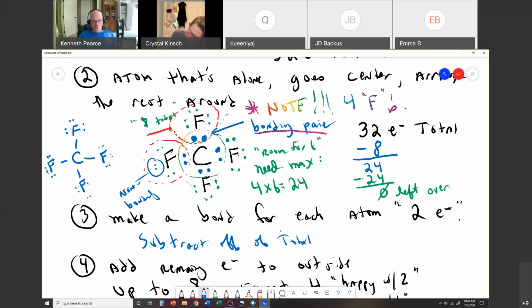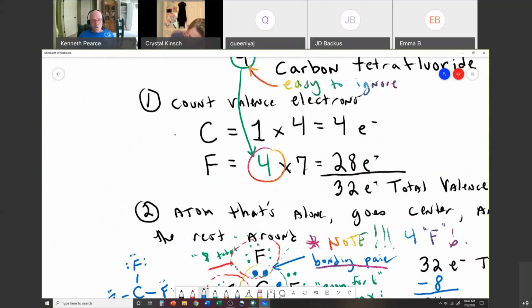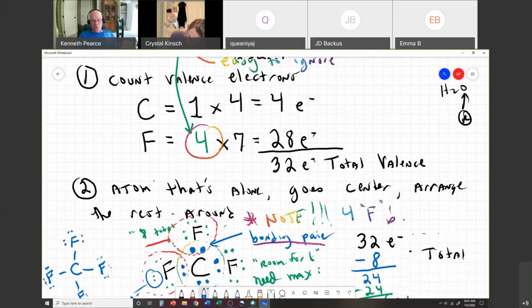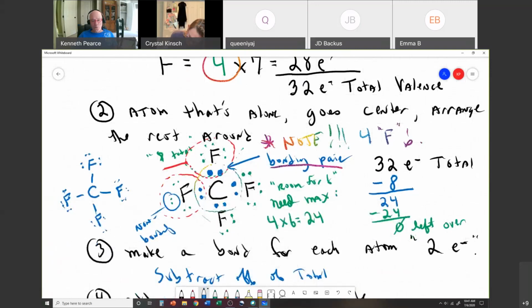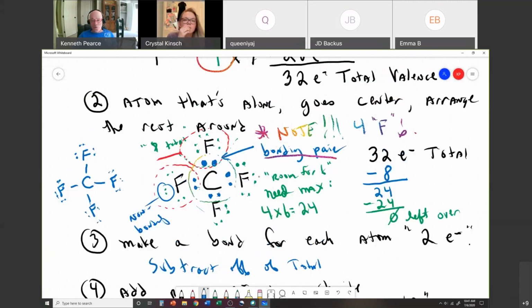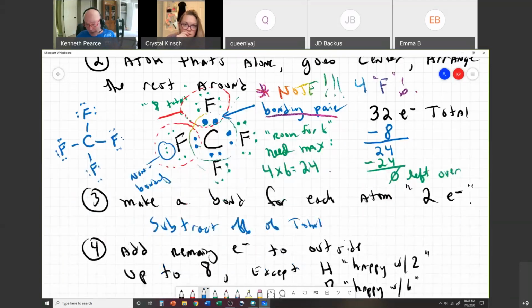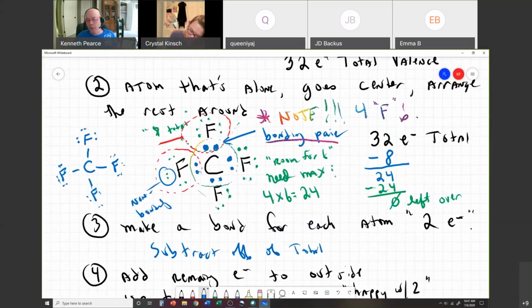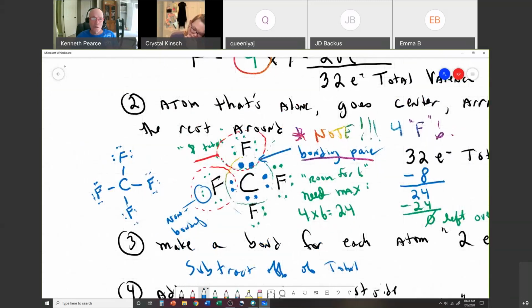Okay. So what have we done here? So the first thing we did was we counted up our valence electrons. We got a total. Then we took the atom that's by itself, the element by itself, and we put that in the center, and we made one bond. We subtracted off all the electrons that we used to make that bond. Then we went to the outside and whatever electrons we had left, up to 8, or 2 with hydrogen and 6 with boron, up to a maximum, we added on there and then we subtracted them off. Now, in this case, we didn't have any left over. All right, so let's do another one.